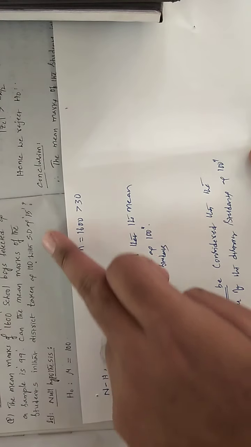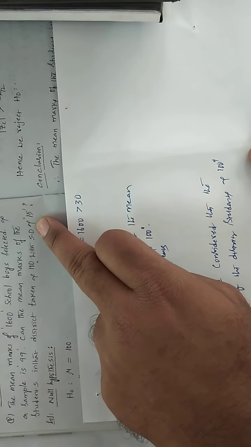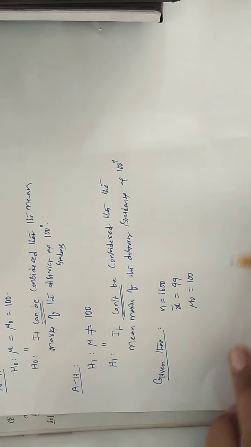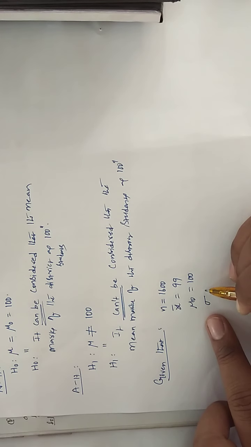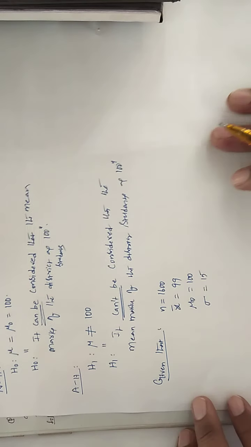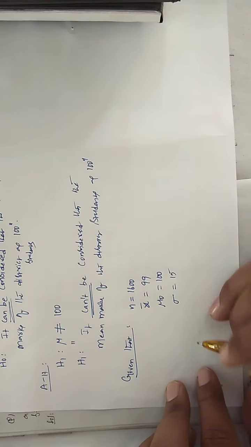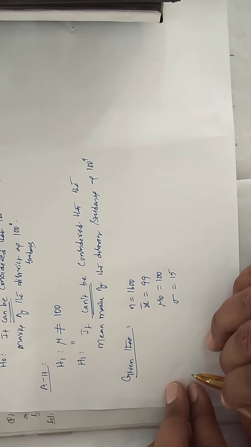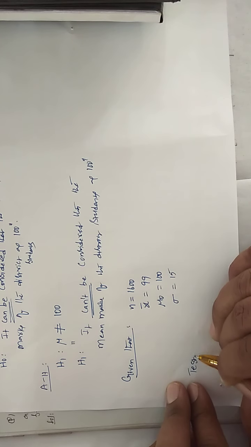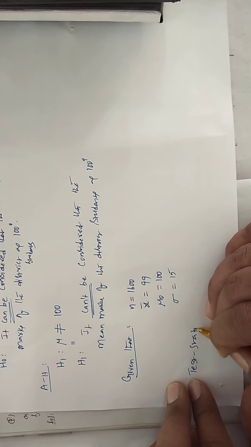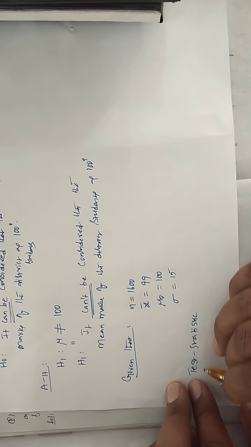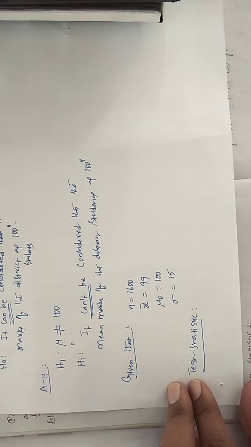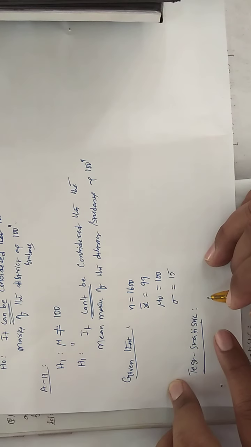The sample standard deviation is 15. So what you can write? Population standard deviation is sigma 15. Then what is the formula according to our theory? That is the test statistic. So your population standard deviation is given. Hence we use the first formula.